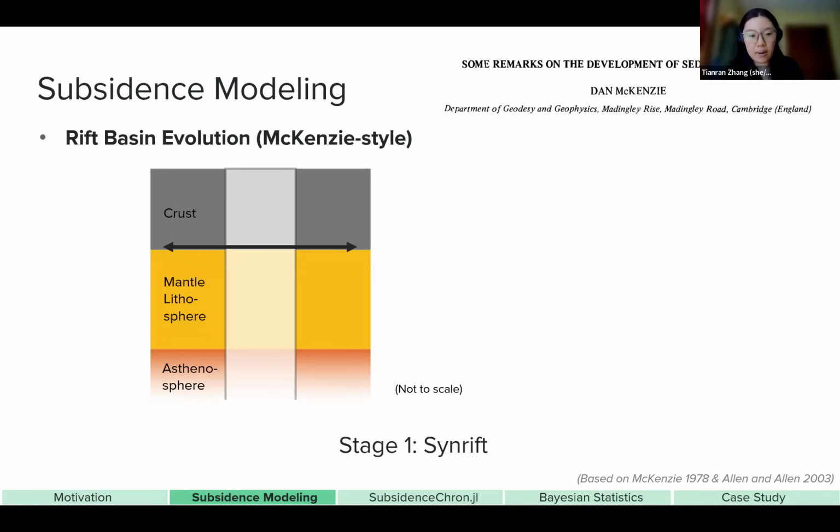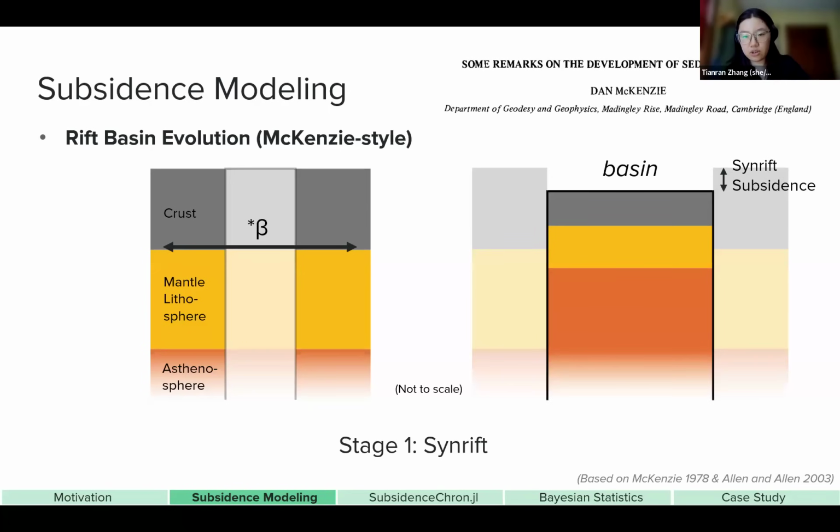And so basically in the McKenzie model, it states that in the rift basin, you basically have two stages through its lifespan. The first stage would be the syn-rift stage, where you're rifting, laterally stretching this whole lithosphere by some factor of beta.